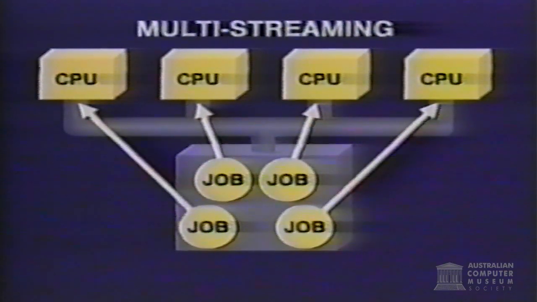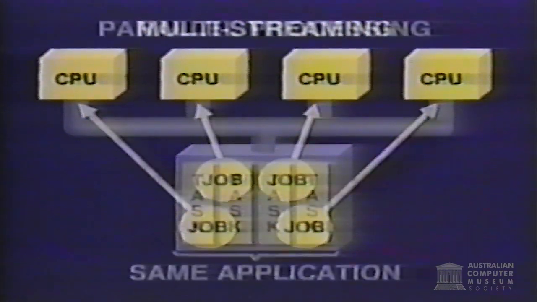A tightly coupled system is well suited for both multi-streaming applications and parallel processing. In either case, the use of multiple CPUs provides increased computer power. With multi-streaming, the CPUs can be working on completely different and independent jobs at the same time. System performance is enhanced because multiple jobs can be running on the processors simultaneously.